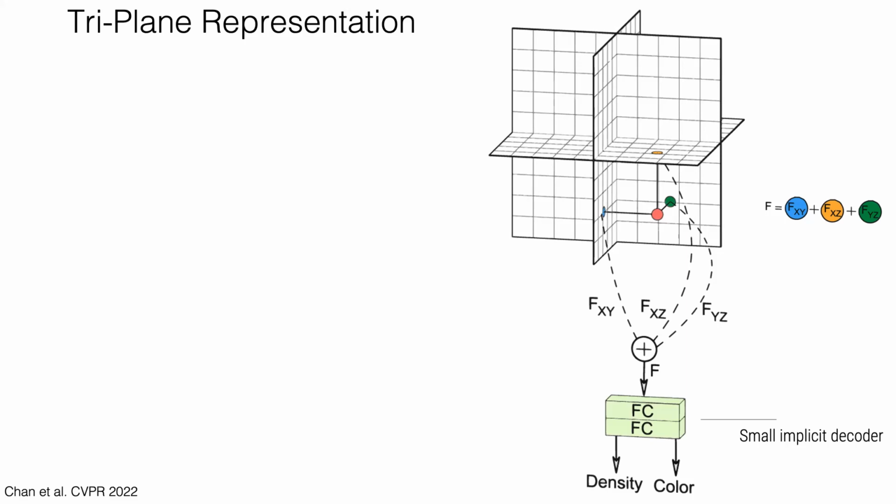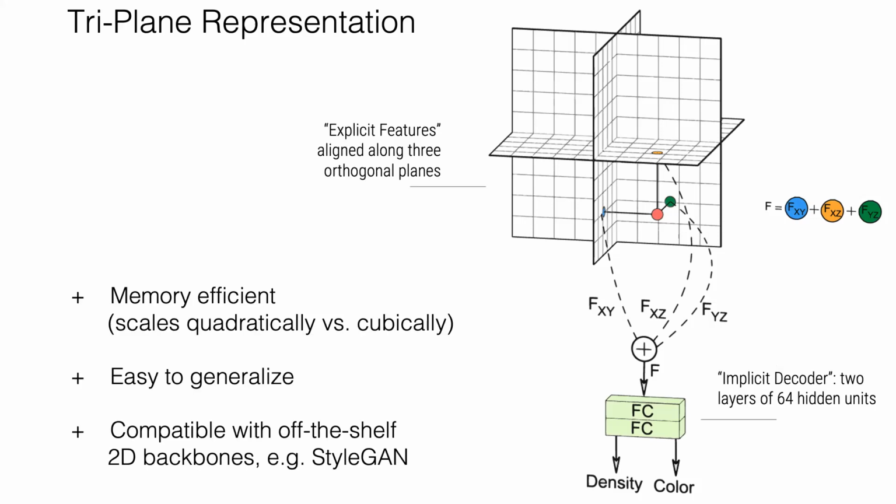So you just take these three features from the three planes, you sum them together, and then we have a very, very lightweight implicit decoder. What that means is it's a two-layer MLP that takes this 3D feature as input and outputs density and color. And then we put a NeRF style neural volume rendering step on top of this. There's no view dependency in this case, but the nice thing about this is that the memory is very efficient. It scales quadratically versus cubically because you don't have a volume of features. You just have features on these three planes.